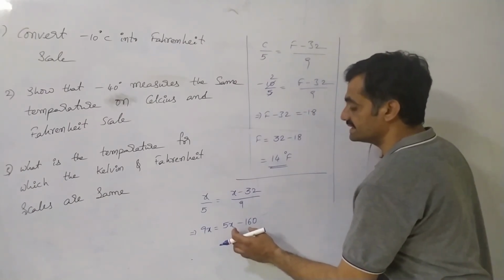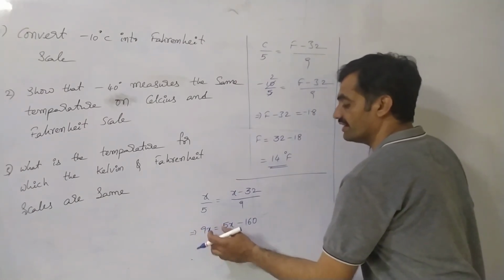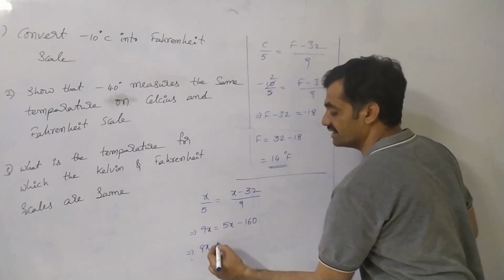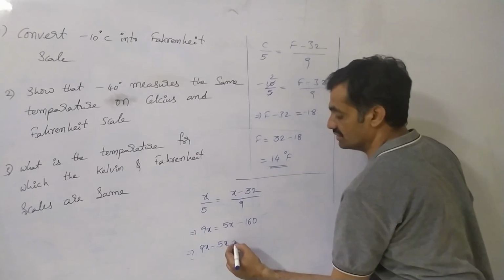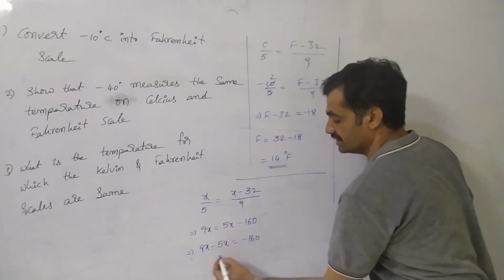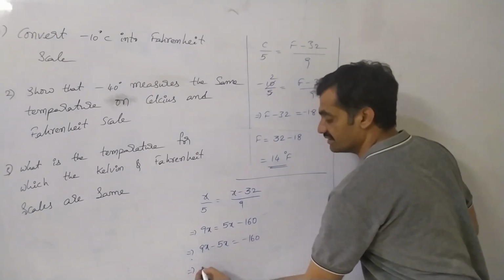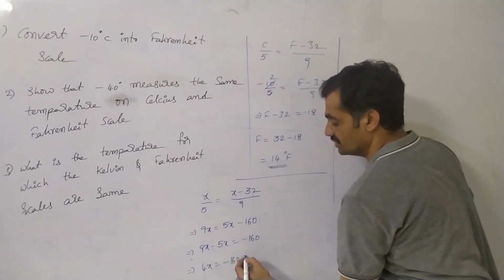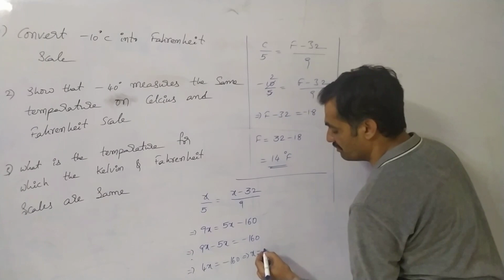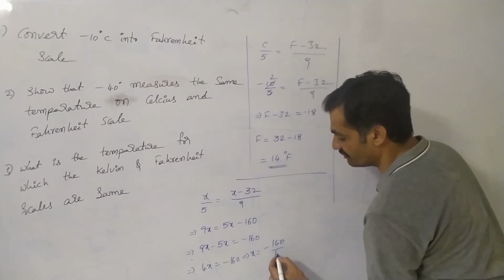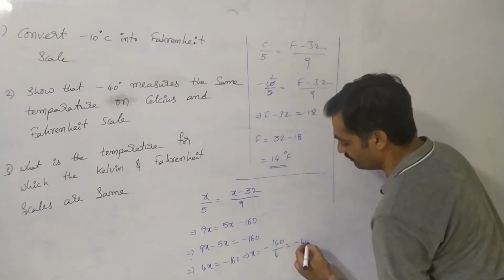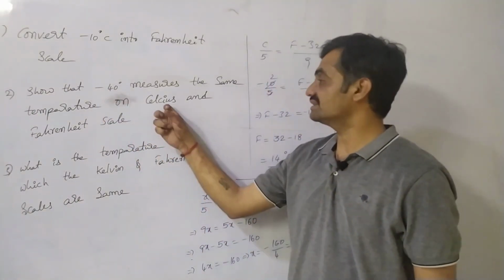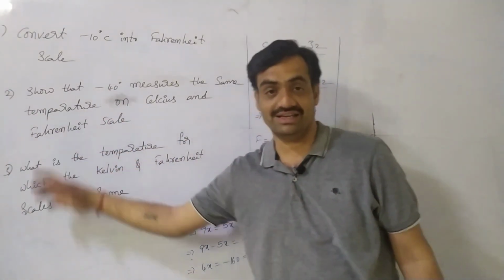When we send this 5x towards this side, then the expression can be represented as 9x minus 5x is equal to minus 160. So 9x minus 5x is 4x. 4x is equal to minus 160. So x is equal to minus 160 by 4, nothing but minus 40 degrees. Observe that minus 40 degrees is the same in the case of Celsius as well as Fahrenheit.